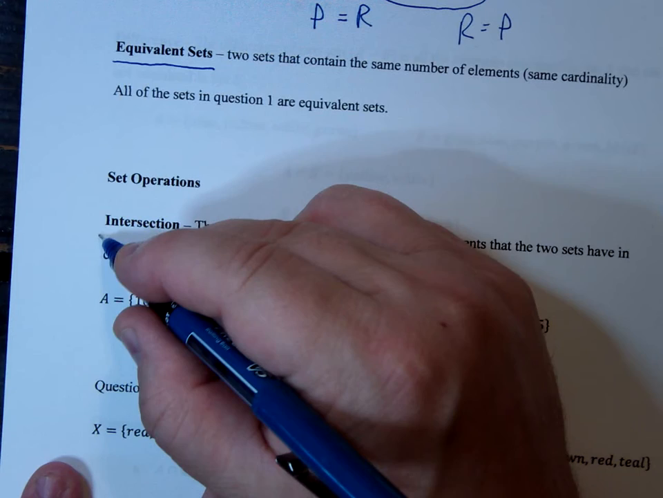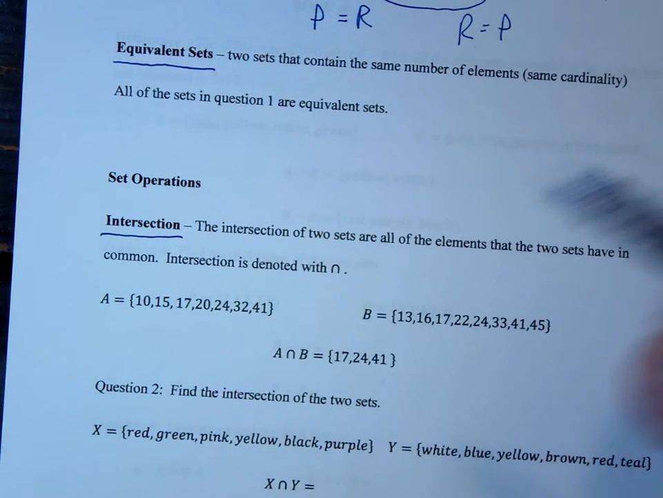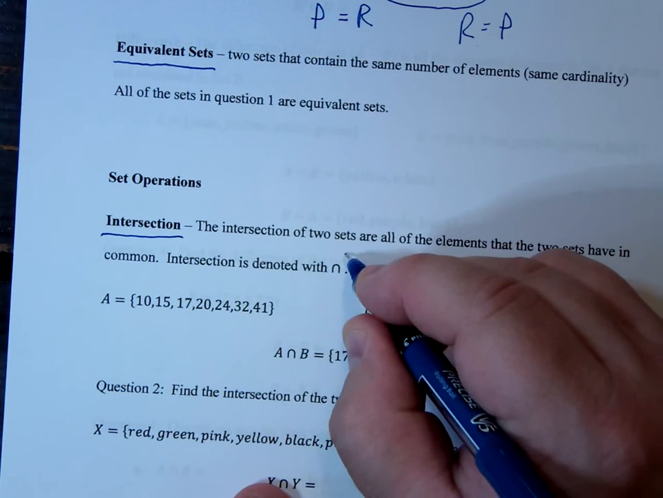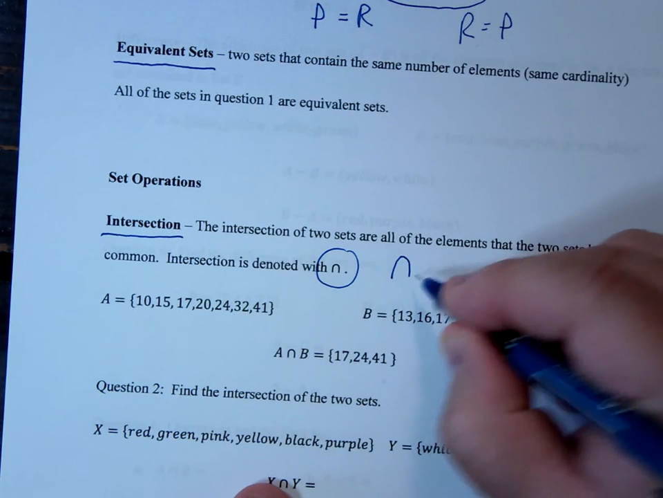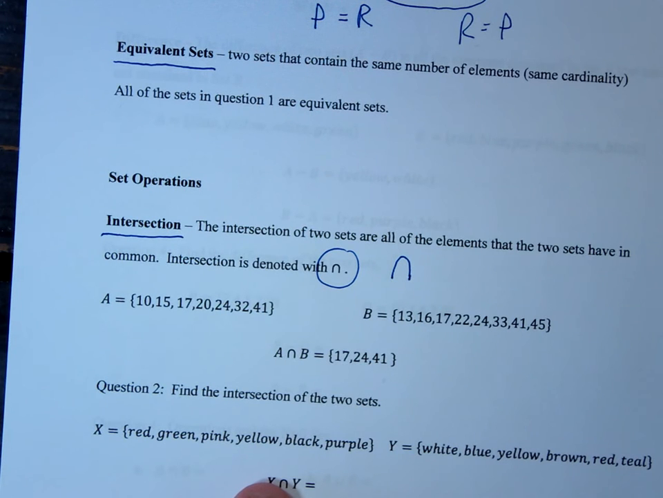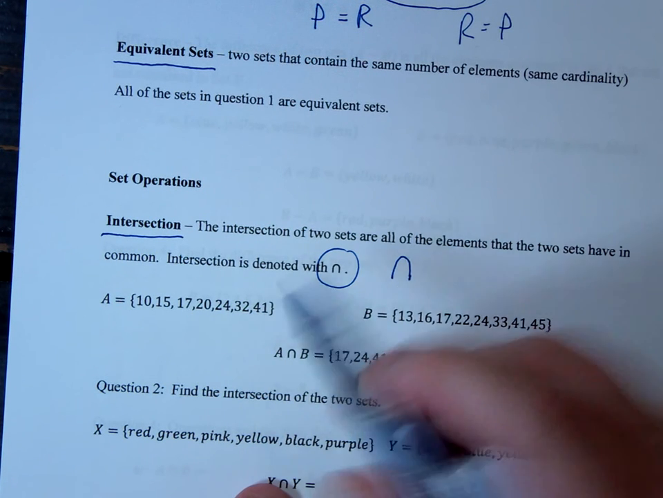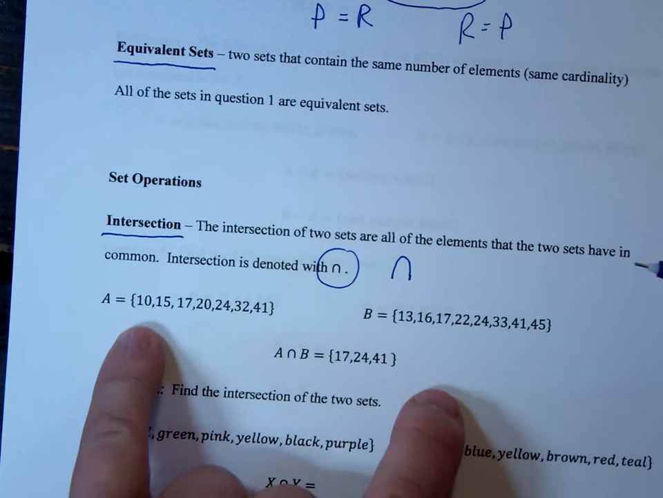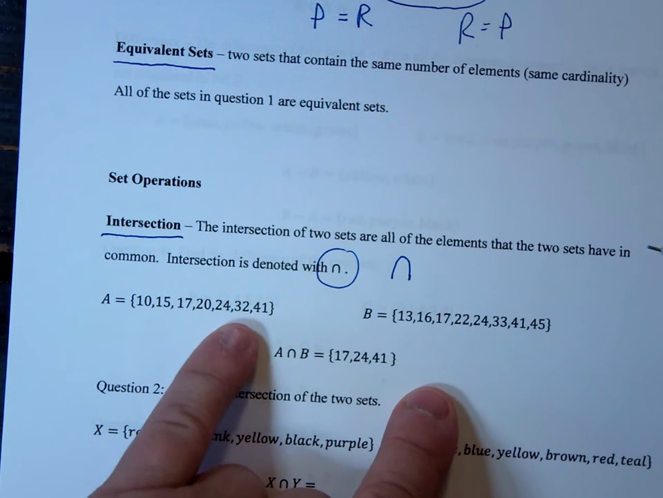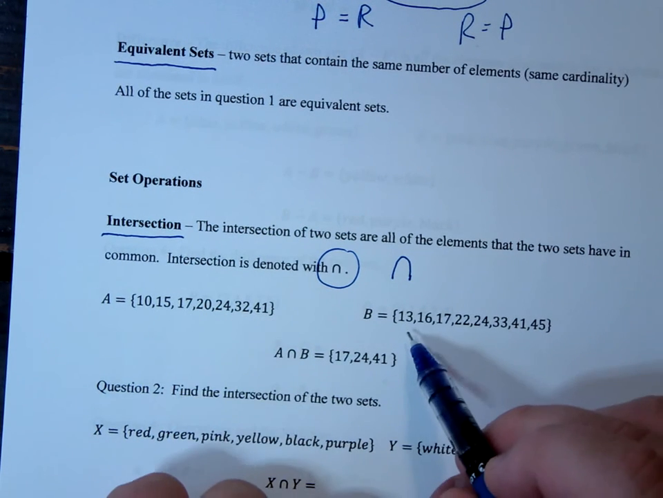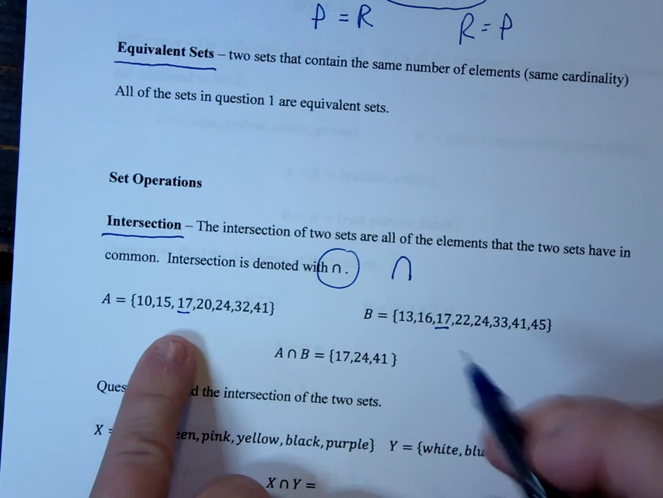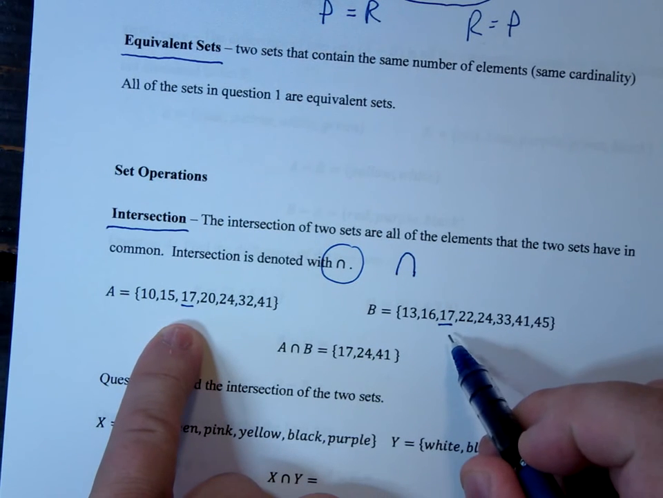Alright, intersection. The intersection of two sets is all of the elements that the two sets have in common, and it's denoted with this symbol. That's an intersection symbol, an upside down, tunnel looking thing. It means they both have to have those elements to be in the intersection. So for the example here, set A has 10, 15, 17, 20, 24, 32, 41. B has 13, 16, 17. Well, 17 is in both of them, so 17 would be in the intersection of those two sets.